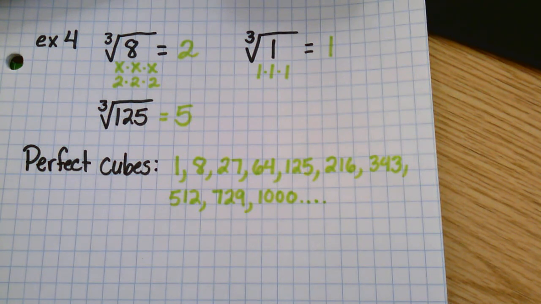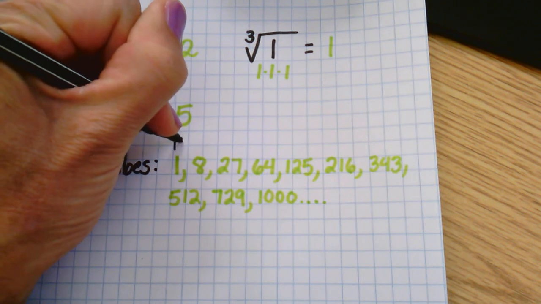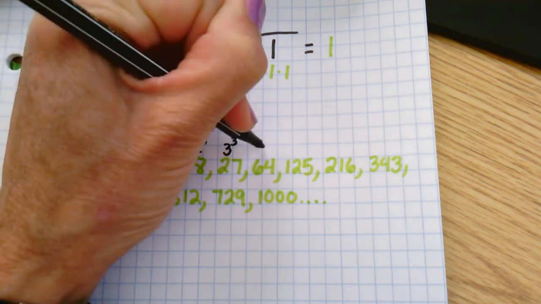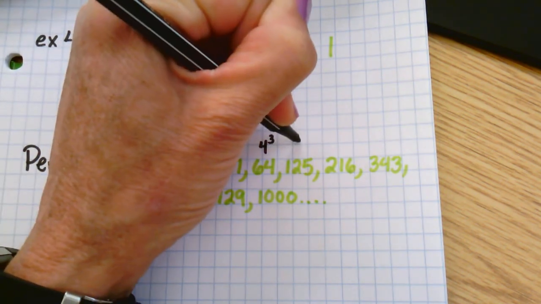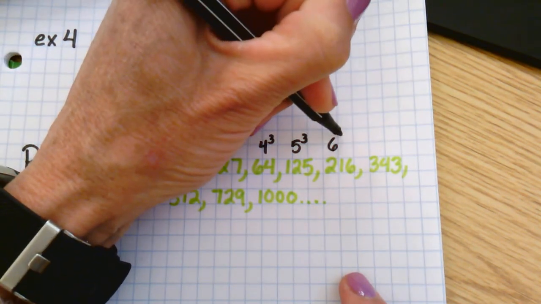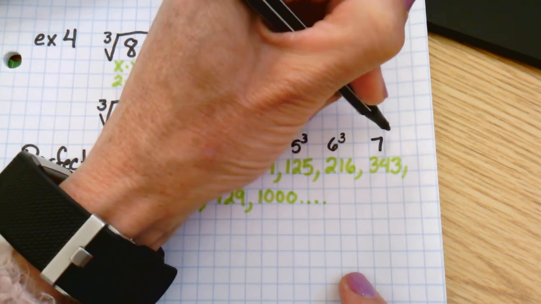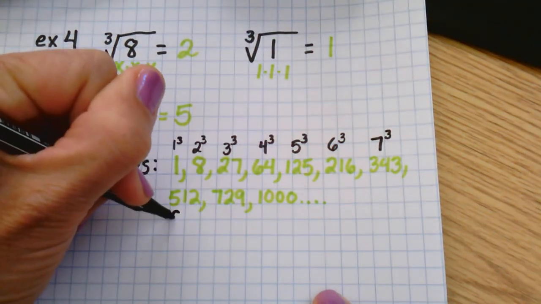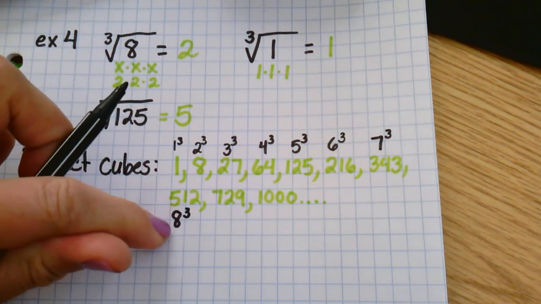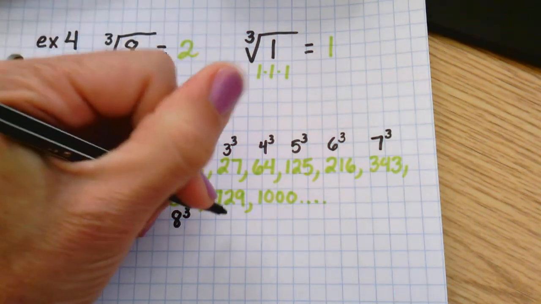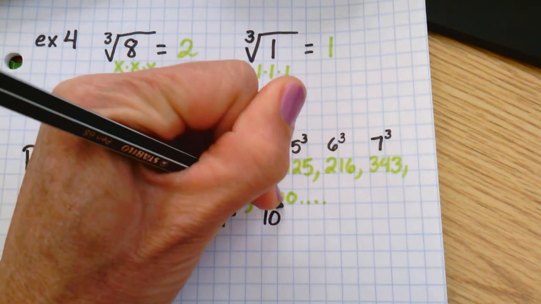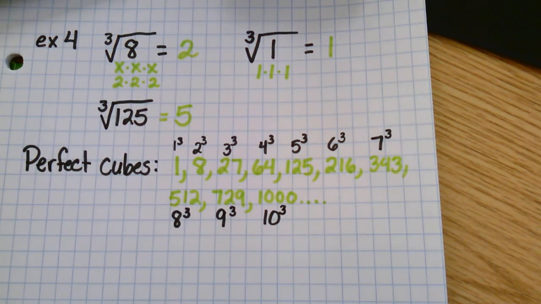But just to remind you, we had 1 cubed, 2 cubed, 3 cubed, 4 cubed, 5 cubed, 6 cubed, 7 cubed, 8. You could also say to the third power, so you could say 8 to the third power instead of 8 cubed, 9 cubed, and the last one we're going to put in our list is 10 cubed.